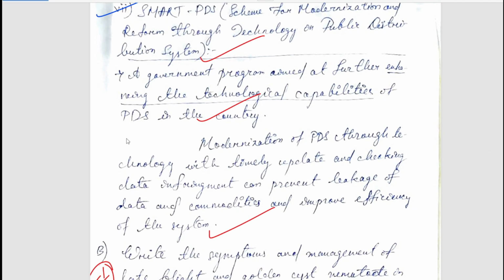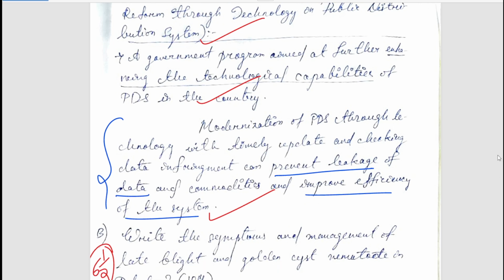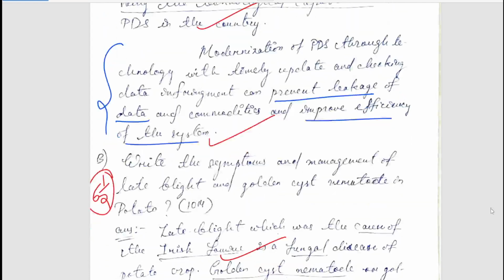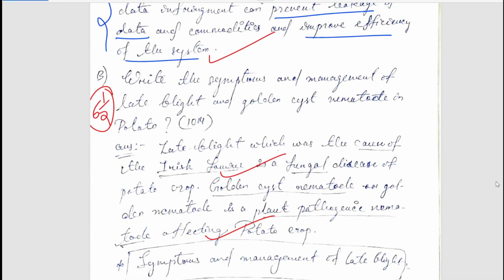And again, when concluded, how modernization in PDS can help in preventing leakage and improve efficiency of the system. So well done in the conclusion. In conclusion, you should not give too much emphasis. Just try to write some positive statements, and don't spend 4 or 5 minutes thinking just to write the conclusion. Conclusion should take 30 seconds, 40 seconds, 2 lines. Okay, that is enough. And try to be positive in the conclusion.